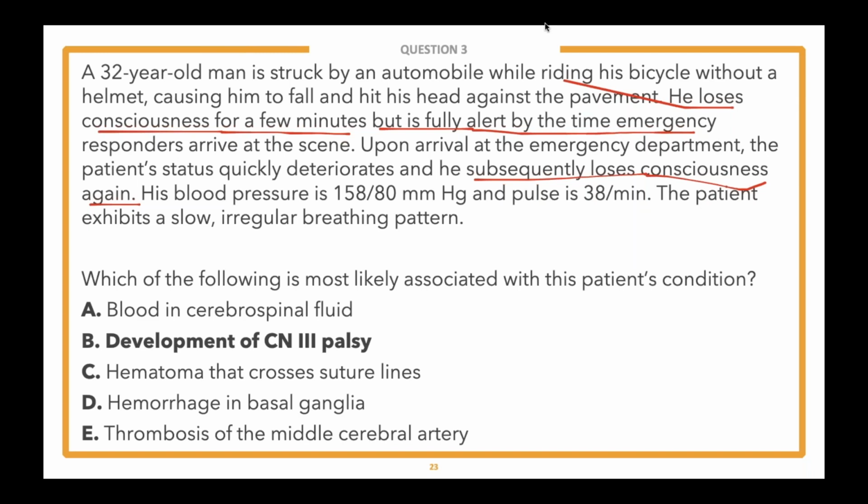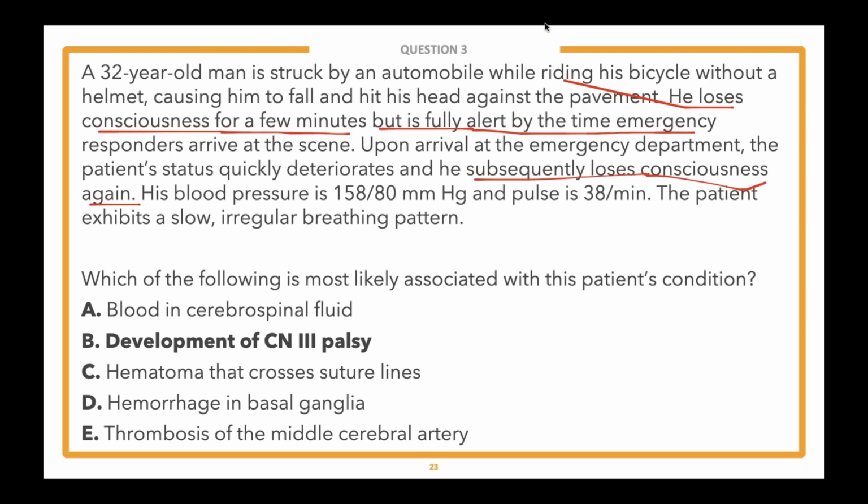So this patient is presenting with rapid neurological deterioration with loss of consciousness following a lucid interval. And that lucid interval is key to recognize, and we did that before we uncovered the answer choices. We also know that the patient is hypertensive, bradycardic, and breathing irregularly.